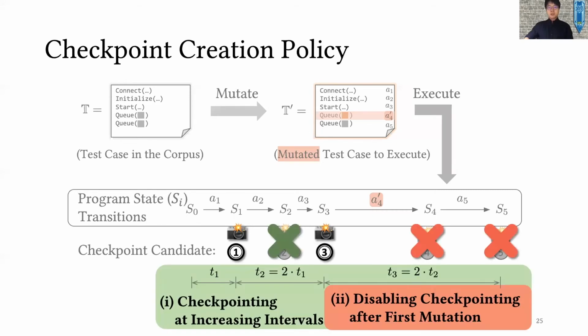So we create checkpoints based on the following 2 criteria. First, we checkpoint at increasing intervals, because it is more likely for the fuzzer to generate test cases that match shorter prefixes. And we disable checkpointing at the first mutation in executing each test case, because most of the mutations in a fuzzing run do not cause new coverage to be discovered.